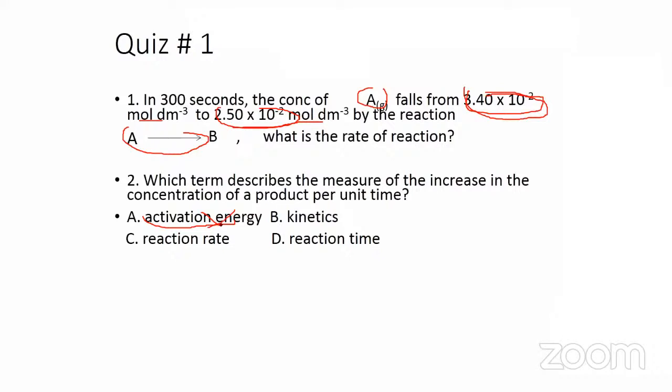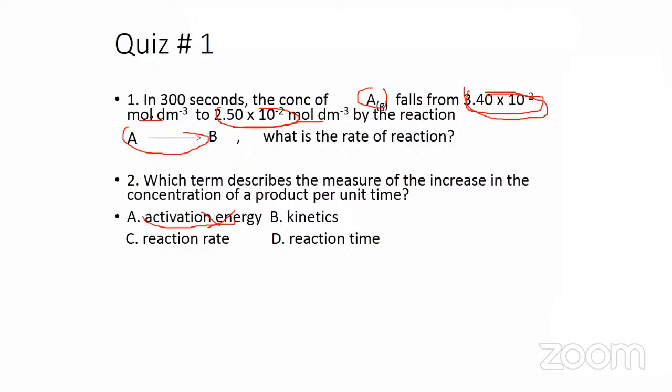So I've just used these two questions under quiz number 1 to test you. Are you following? How can you calculate the rate? The first thing is the change. It has decreased by so much. Then you divide it by the time. Don't put a negative sign in front of it.